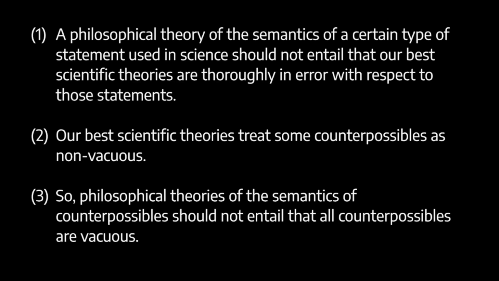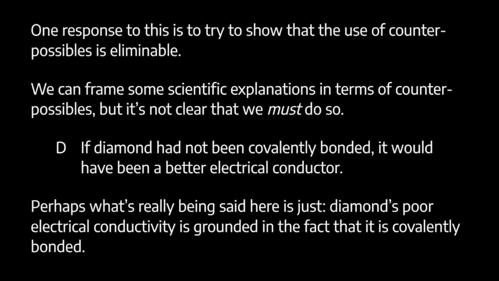So I guess the argument here is essentially something like this, right? First, a philosophical theory of the semantics of some given type of statement should not entail that our best scientific theories are thoroughly in error with respect to that type of statement. Second, our best scientific theories treat some counterpossibles as non-vacuous. So, conclusion, philosophical theories of the semantics of counterpossibles should not entail that all counterpossibles are vacuous. Basically, this is just an application of a kind of naturalist epistemology that requires our philosophical theories to defer to the sciences. Now, there are a few questions about this, I think.